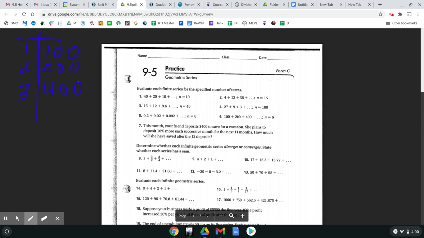So now we've got to do a little math. The fourth term would be 800. We're doubling these terms each time. This is a geometric series worksheet, so that was the hint. The fifth term will be 1600, and the sixth term will be 3200. Okay, add all those up.